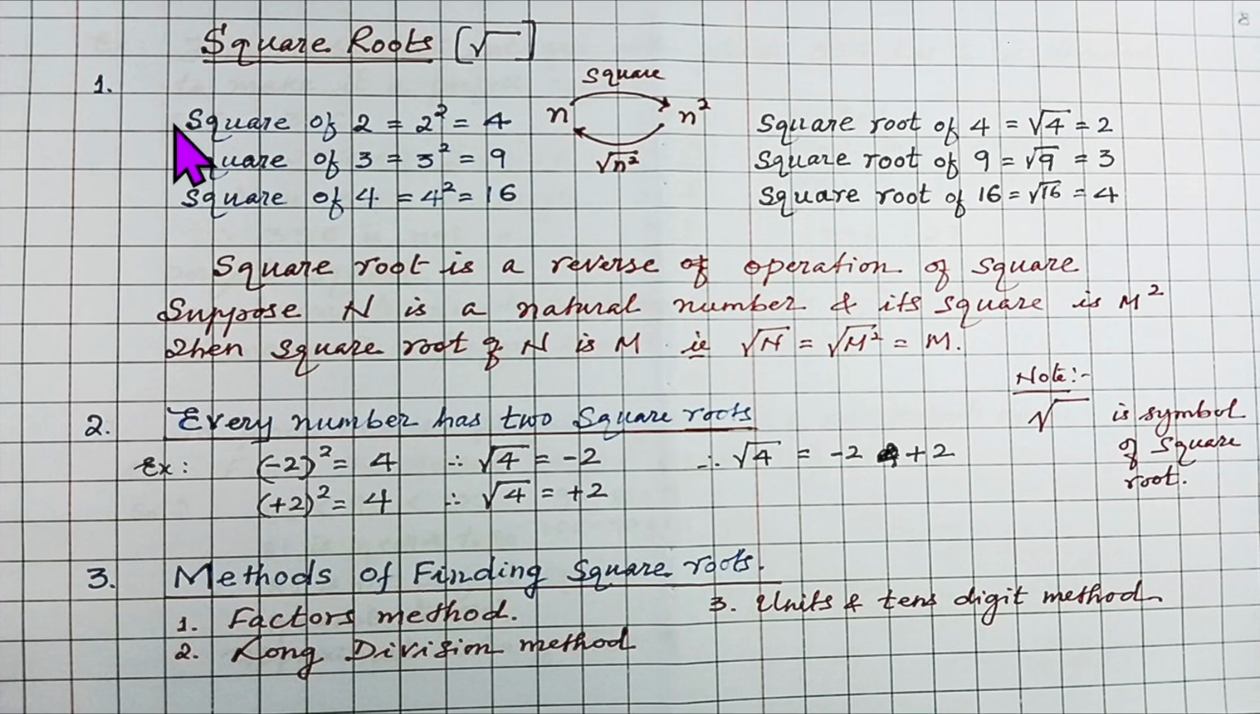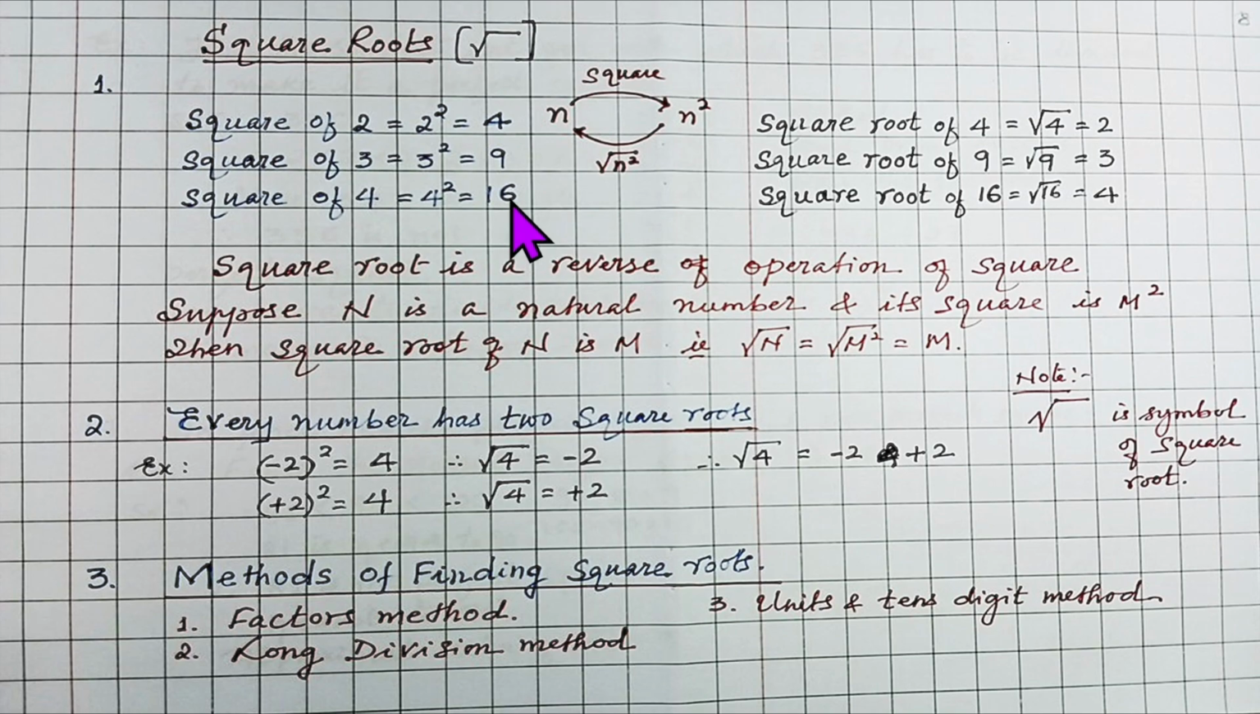Now if you find the square of 2, you get 4. The square of 3 is 9. The square of 4 is 16. Now the question is how to get back 2 from 4. We got 4 because I squared 2, I got 4. I squared 3, I got 9. I squared 4, I got 16. But how to get back 2 from 4? How to get back 3 from 9? Or how to get back 4 from 16?